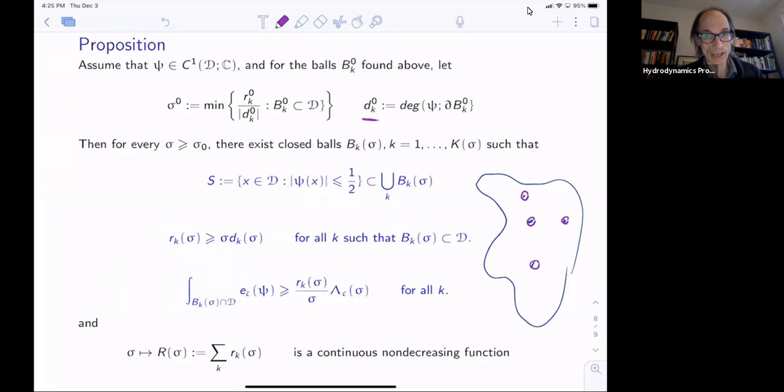Let's call that d_k. And let's say that sigma naught is the minimum of the radius of the kth ball divided by the degree of the kth ball. And we'll set that to plus infinity if the degree is 0. So each ball has a radius and a degree. If all of the balls have degree 0, then sigma naught is plus infinity, but nothing very interesting is happening. That says essentially there's no vorticity, because we should think of vorticity as being degree or winding number. In the interesting cases where there's some vorticity, some of the balls will have non-zero degree, and sigma naught will be finite.